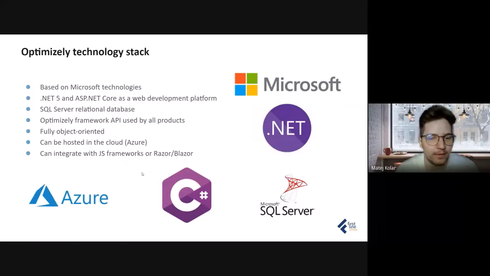On top of that, Optimizely has a framework API used by all products in the Optimizely platform. Since .NET is a language-independent architecture, developers have a wide choice of development methods for their solutions. Optimizely is written in C#, but developers are free to use other programming languages. Development in .NET is fully object-oriented. And an Optimizely solution can be hosted in the cloud or on-premise.